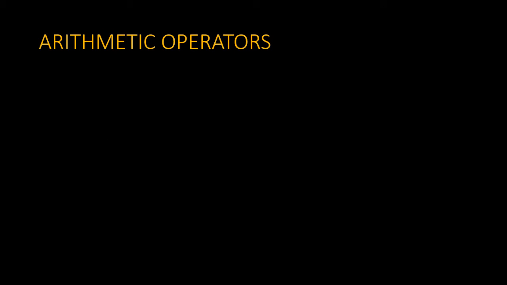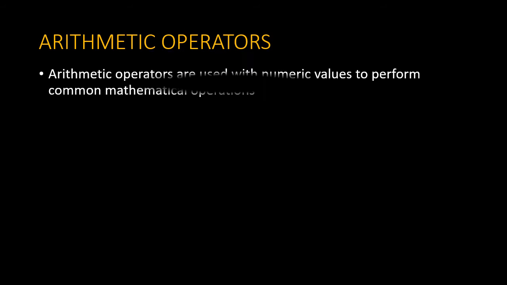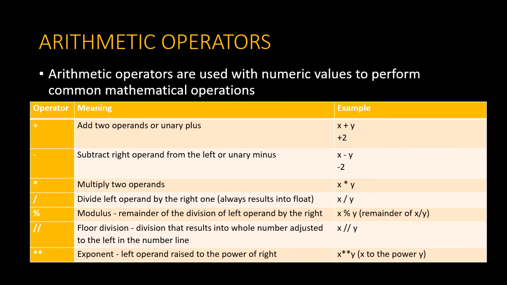See, arithmetic operators are used to perform arithmetic operations like addition, subtraction, multiplication, division. The double forward slash is for floor division: you divide the numbers and it gives the whole number, but the single forward slash gives the result as a floating point. And for getting the power value, we can use the exponent operator, double star.